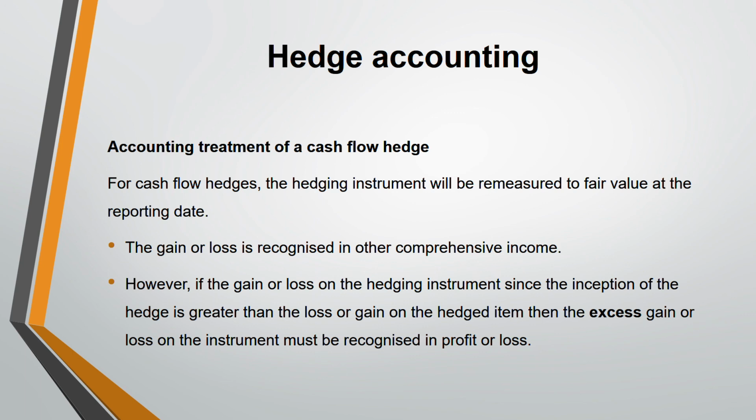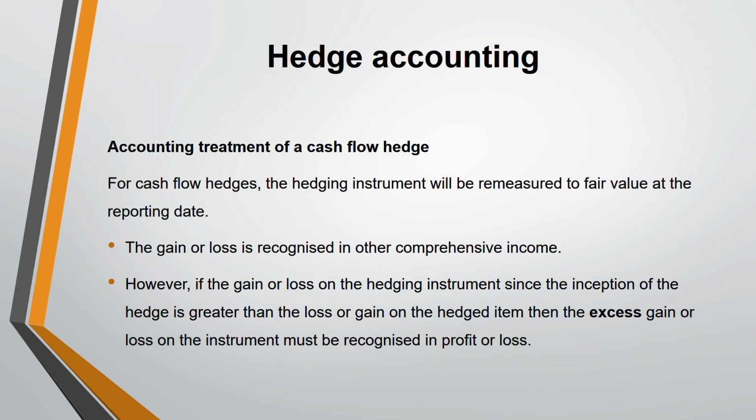That means, let's say the hedging instrument gain is 500, and 200 is the loss of the hedged item. So only up to the amount of 200 will be recognized in OCI. The balance 300, because 500 is the gain of the hedging instrument, right? So the balance 500 will be recorded in the profit and loss account. You understand? The balance 300, sorry.